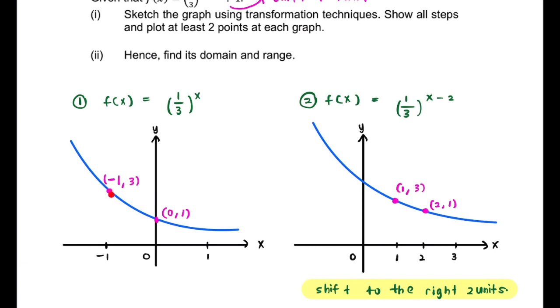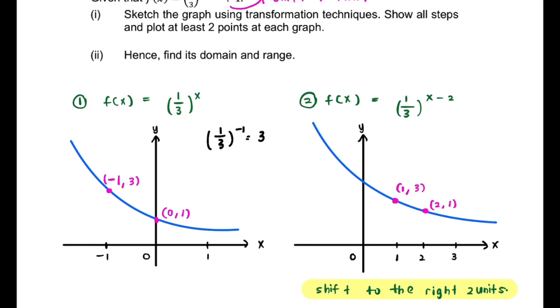Let's say this one. Your x here will be negative 1. So when your x is negative 1, your y here will be 3. So the point here is (-1, 3). So show at least 2. You can show 2, that is enough. And then you can also show more than 2 points for each graph.